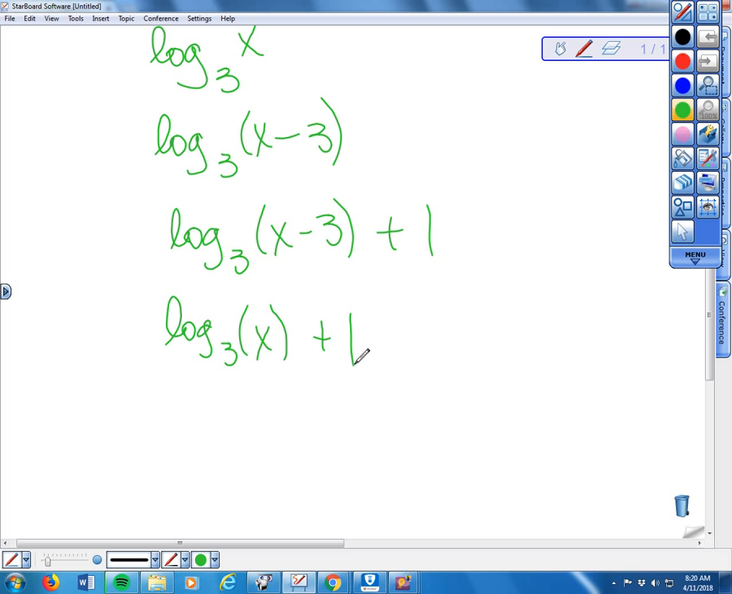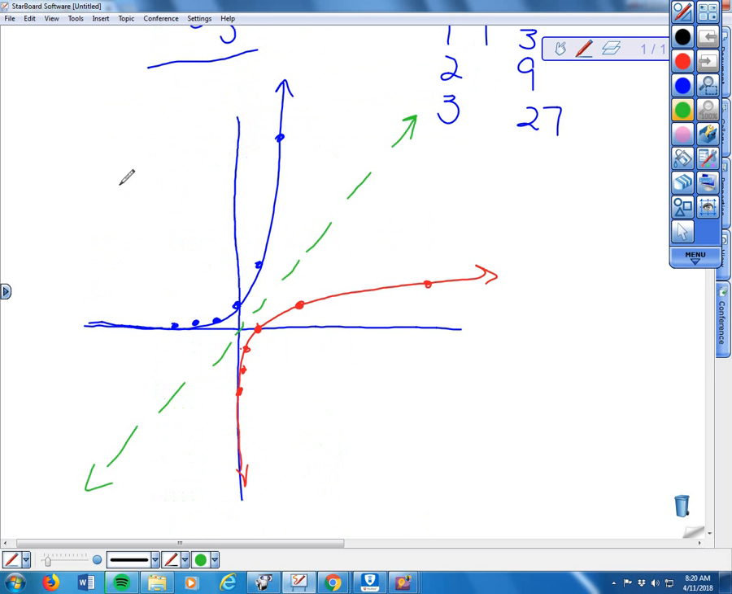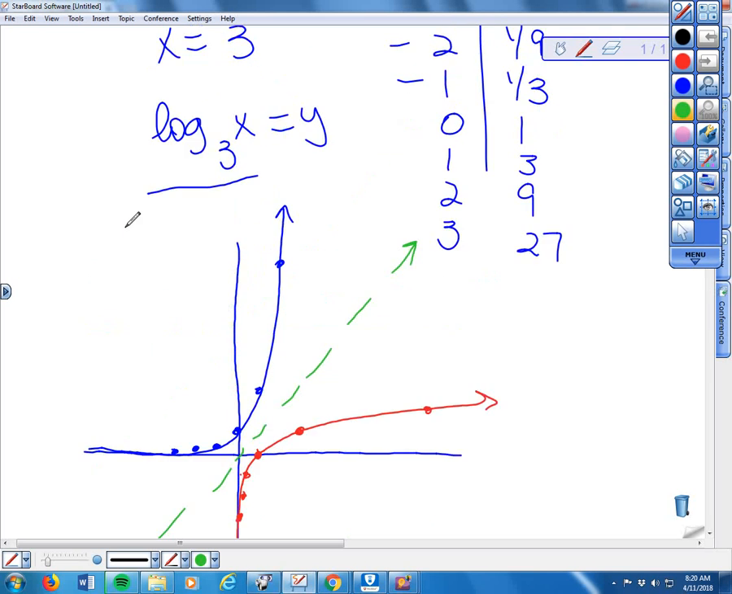I think in web work, you're going to have to use your knowledge of these transformations to pick the right graph. Okay, so if you knew this is what the general graph of the logarithm log base 3 function looks like, and then instead you have log base 3 of x minus 3 plus 1, it's going to shift this whole thing right 3 up 1, and that would be your new graph.